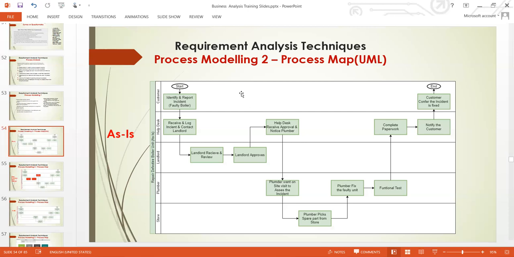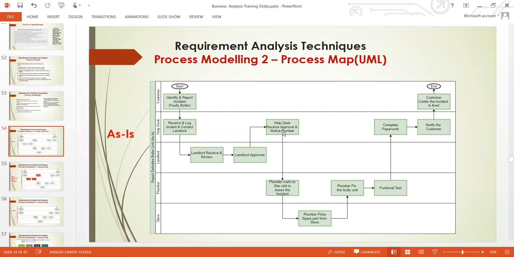And to do that, using this illustration, you can see here the customer, which is the tenant, identifies and reports an incident of a faulty boiler in his or her apartment, and then reports to the real estate company's help desk officer. The help desk officer receives and logs the incident and then contacts the landlord who owns the property they are managing, to let the landlord know there is a fault within the property. And then the landlord approves, okay, do what you need to do to resolve the faulty boiler.